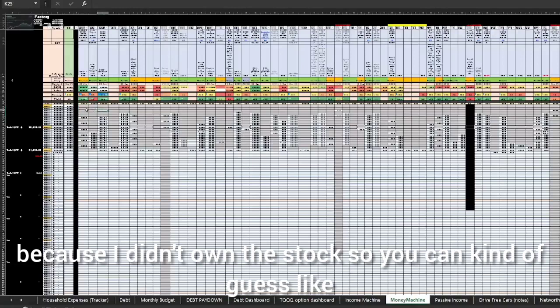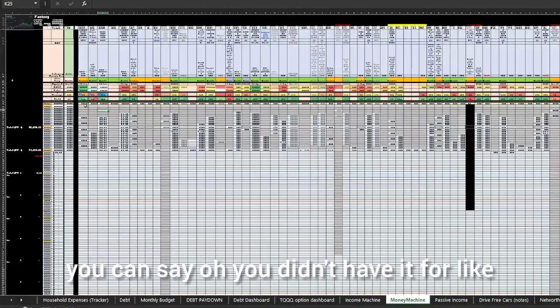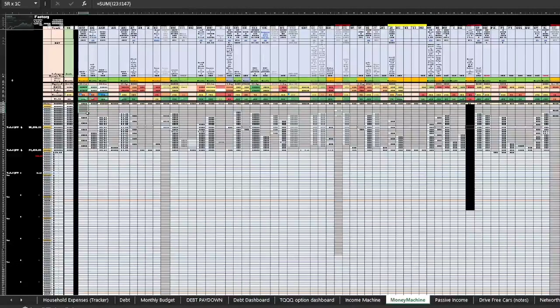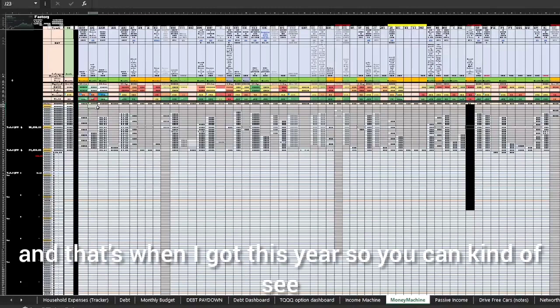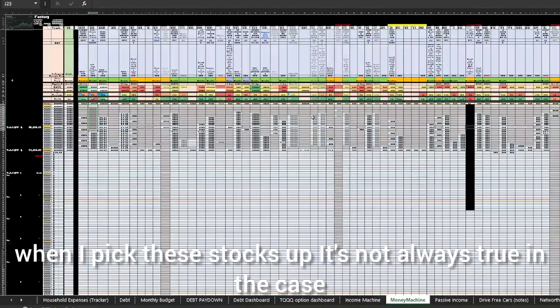So you can kind of guess, if you're looking at this first one here, you can say, oh, you didn't have it for the first year, basically. And this one I got this year. So you can kind of see when I pick these stocks up.